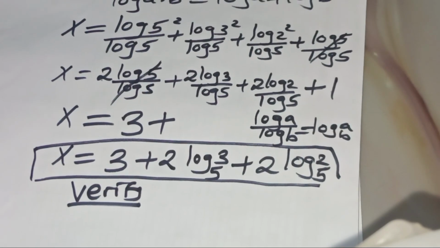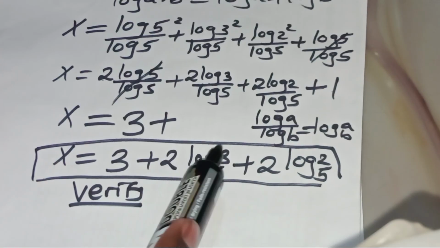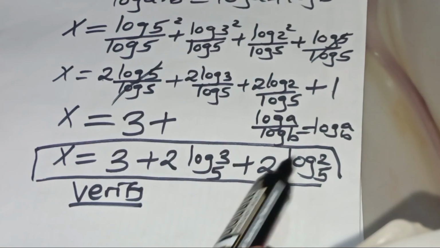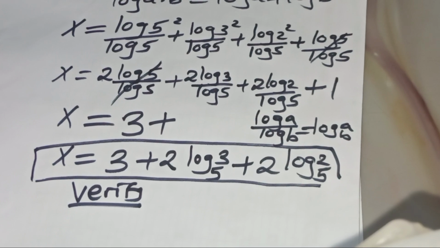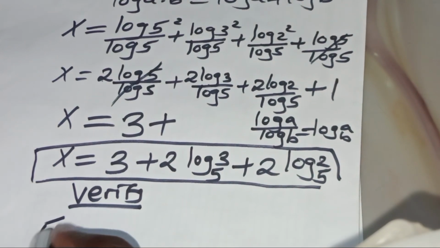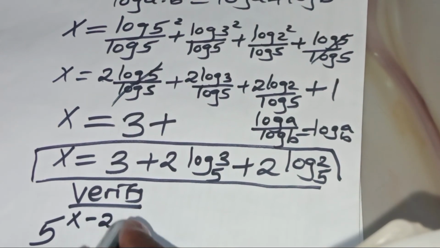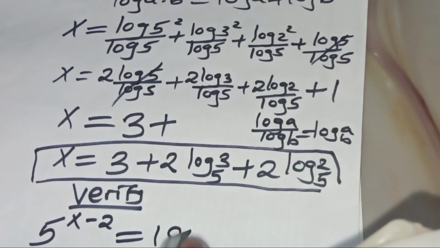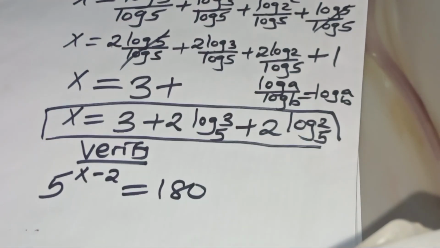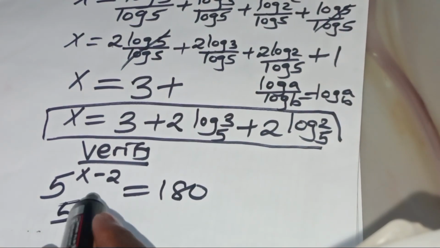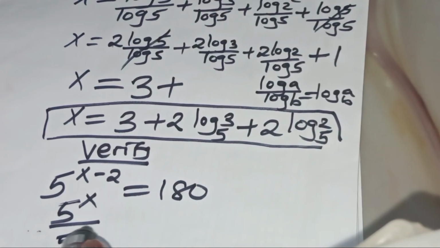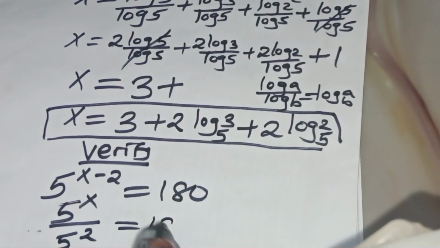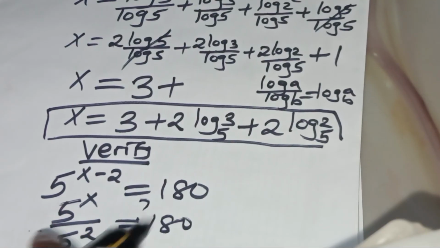Verify that the value of x, which is 3 plus 2 log 3 to base 5 plus 2 log 2 to base 5, actually satisfies the equation. Now, if you recall, we had 5 to the power x minus 2. This should give us a value of 180. We simplify this further to 5 to the power x divided by 5 to the power 2. This is what is supposed to give us a value of 180.